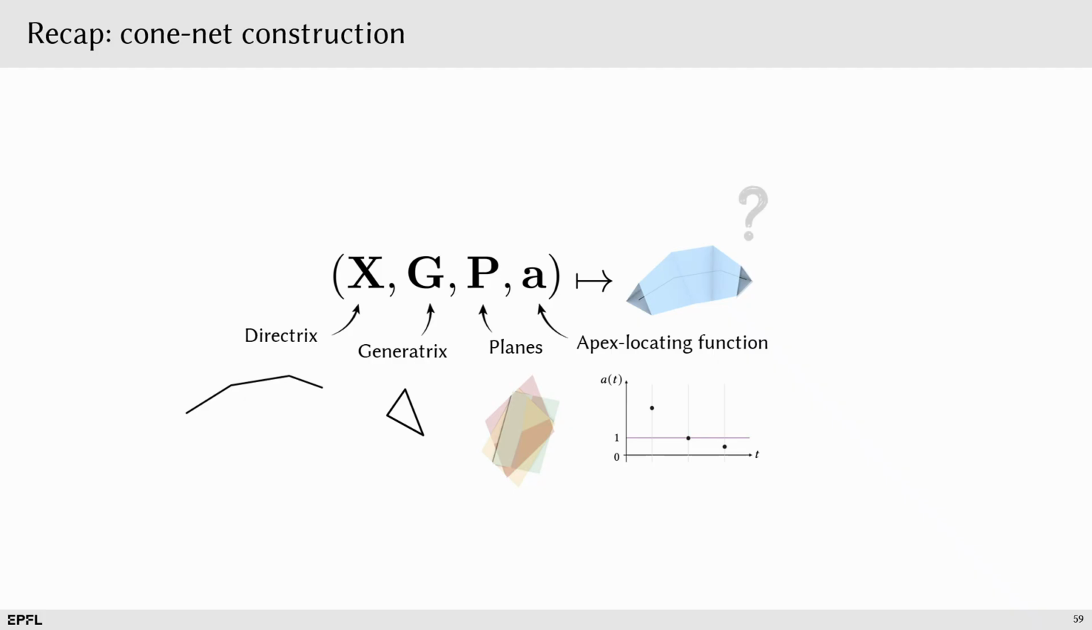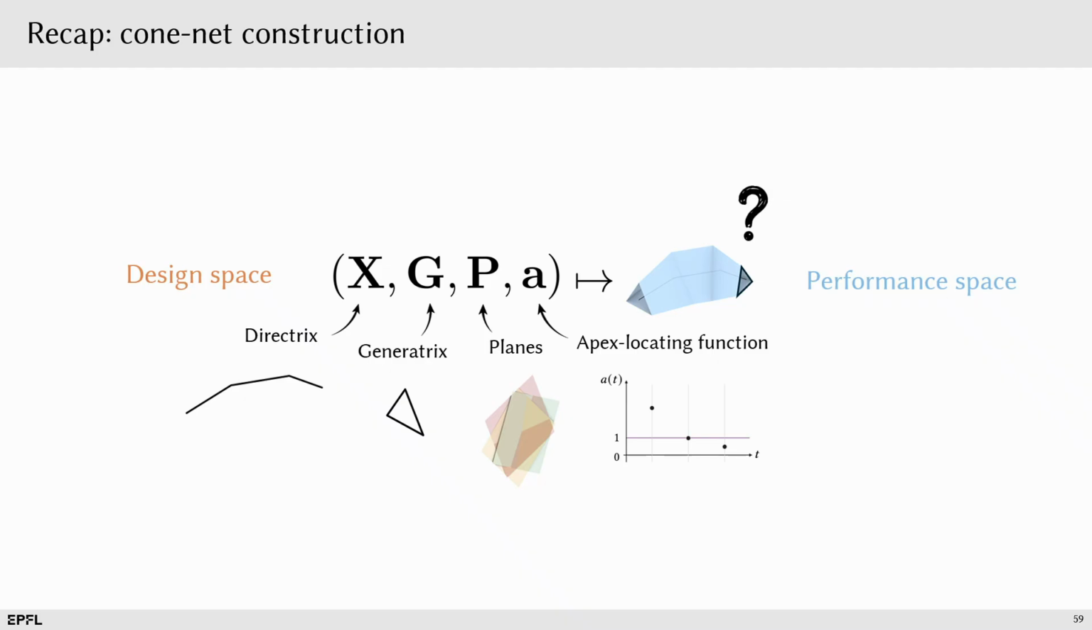But how can we control high-level geometric features, like, for example, the cross-sectional shape at the end of our cone net? So these are features that we measure on the output mesh in what we call performance space. While the variables that we can tweak and tune live in what we call design space here on the left.